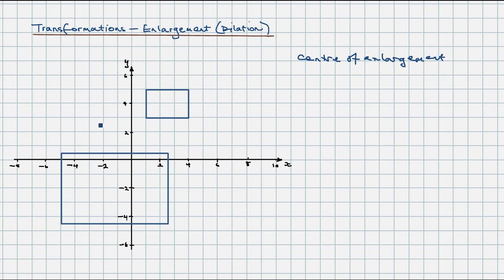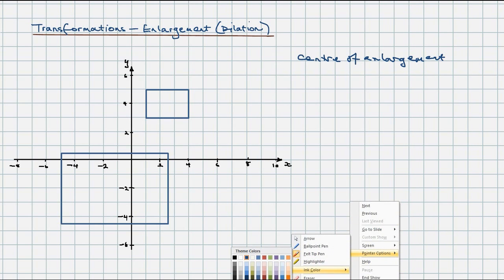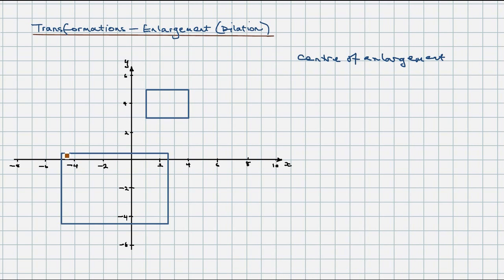If we take our ruler out and join these two vertices together like this, and keep going, then when I join my next two corresponding vertices together, where they cross should be the centre of enlargement. And that's because what we've seen is we enlarge this vector from here to here. So whatever that enlargement is, it must come from here. So it's kind of working backwards.